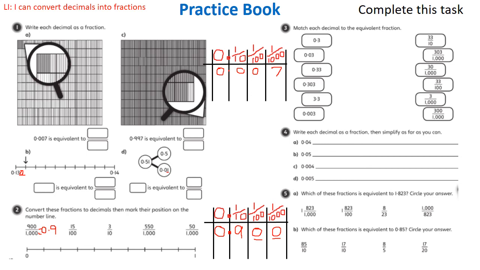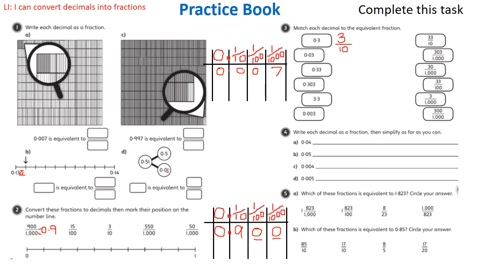Question 3, match each decimal to an equivalent fraction. Now, just be a little bit careful with this one. Don't get caught out. Because I'm looking at this and thinking, oh, well, that's easy. That's 3/10. And then I'm looking at my fractions and thinking, oh, no, I don't have 3/10 as one of my options. So what could it be?